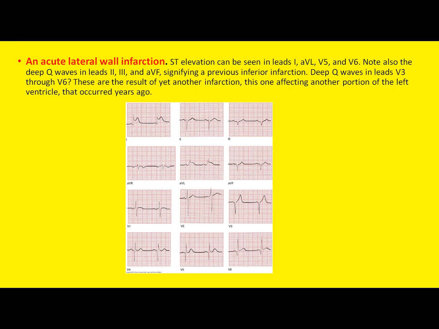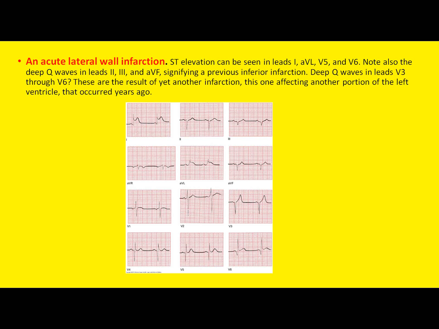Wait. Let's not just do that. Let's start with lead 1. What do you think? Is there ST elevation here? Right. You come to lead 2. Is there any ST elevation here? No. Is there any ST elevation here? No. AVR? No. AVL? Yes. So lead 1 and AVL show the ST elevation. So it is a lateral infarction, 1 and AVL.